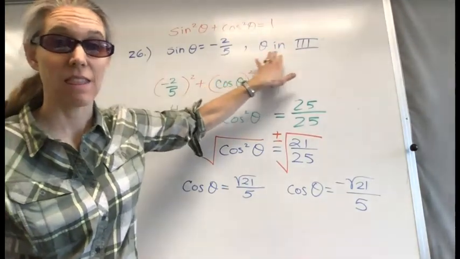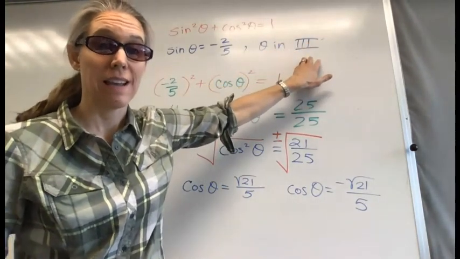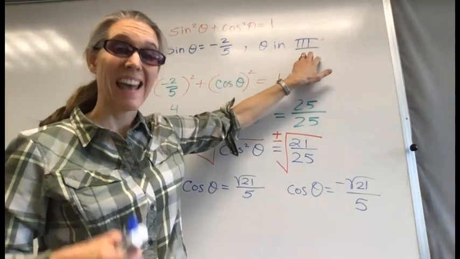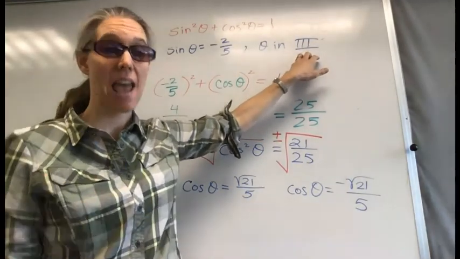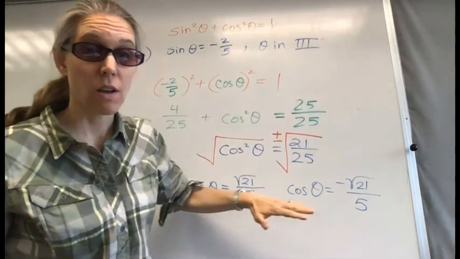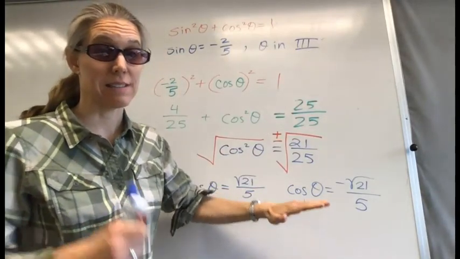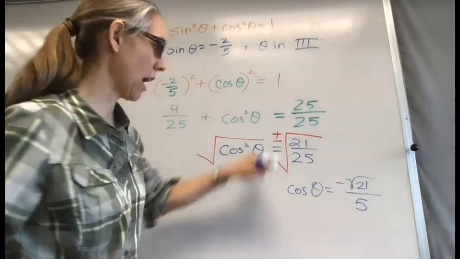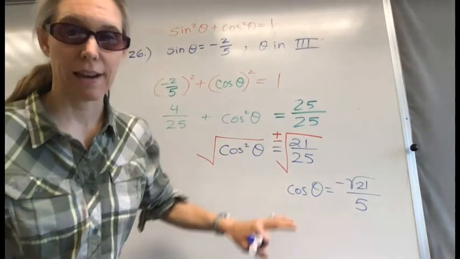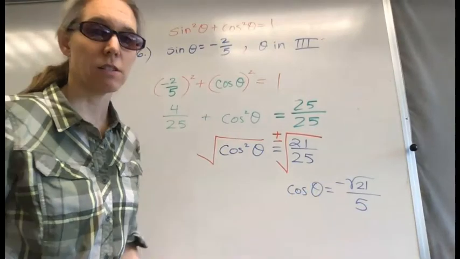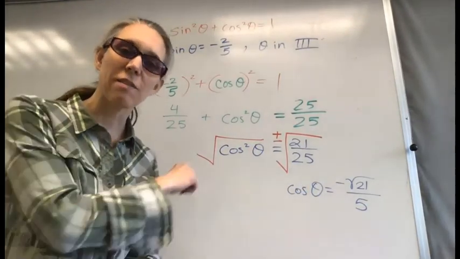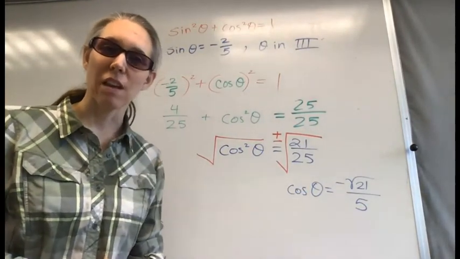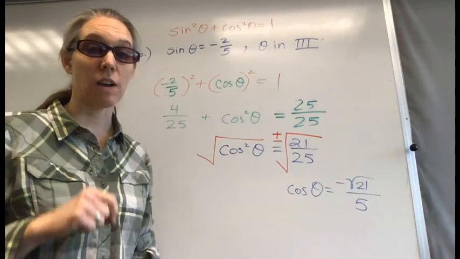Theta is in the third quadrant. In the third quadrant, x is negative. Therefore, cosine is negative. So I reject the positive and I keep the negative. So now I have found one of the 5 that I'm looking for. The other ones, though, follow very quickly.